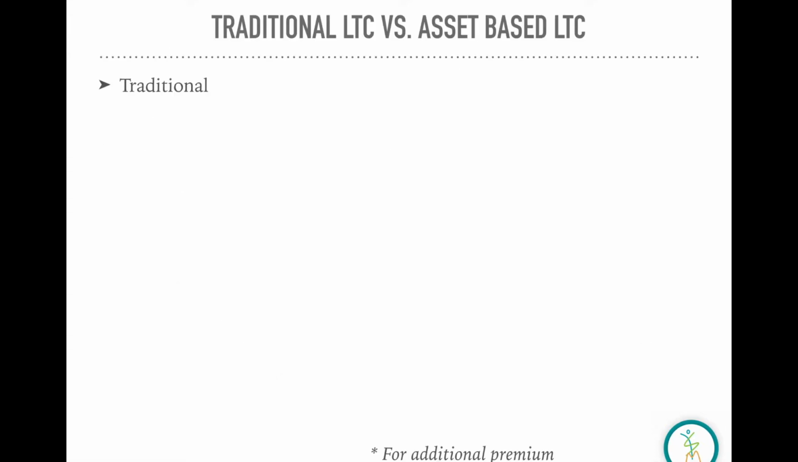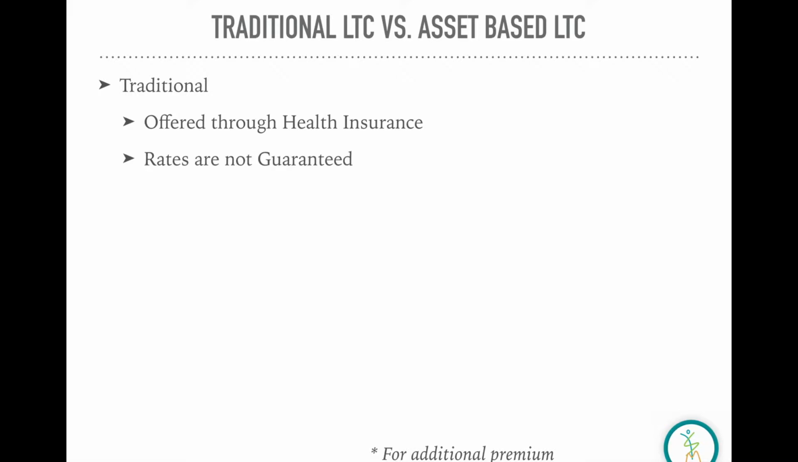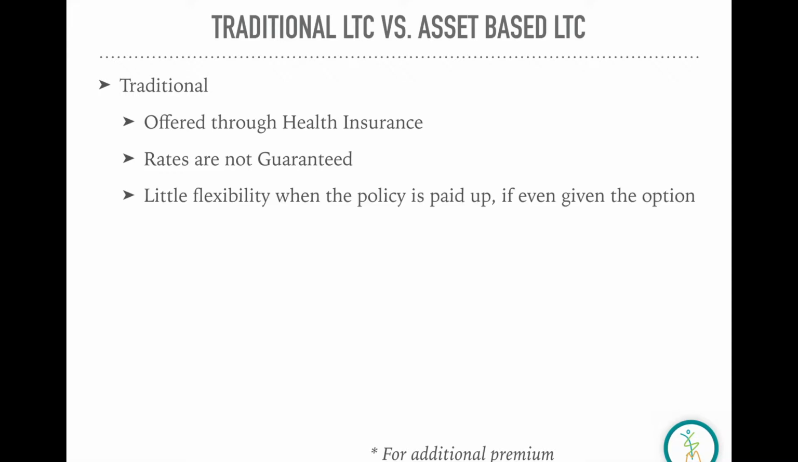You've probably heard of traditional long-term care, but what I'm going to show you is more asset-based long-term care, but let's talk about those differences. Traditional long-term care is offered through health insurance, which means that rates are not guaranteed and they can go up whenever the insurer decides to raise the rates. And there's little flexibility when the policy is paid up, even if given the option.